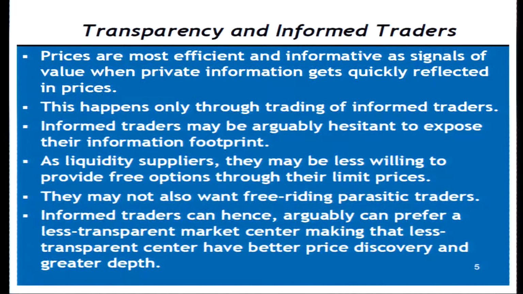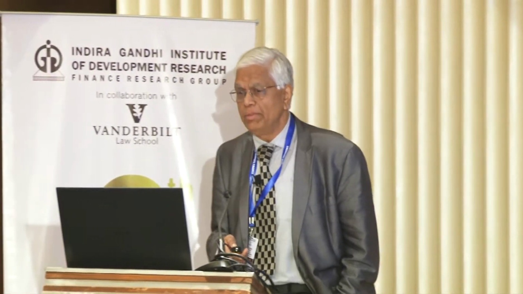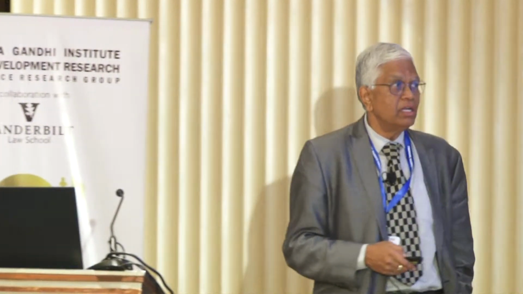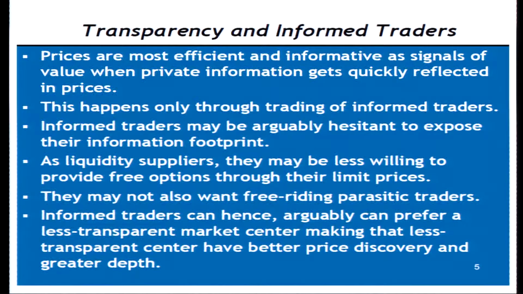So as liquidity suppliers, informed traders may be less willing than uninformed traders to provide free options through their limit prices. They also may not want parasitic traders, and therefore informed traders can arguably prefer a less transparent market center. And if informed traders prefer a less transparent market center among competing centers, then that less transparent market center would arguably have a better price discovery and potentially greater depth.